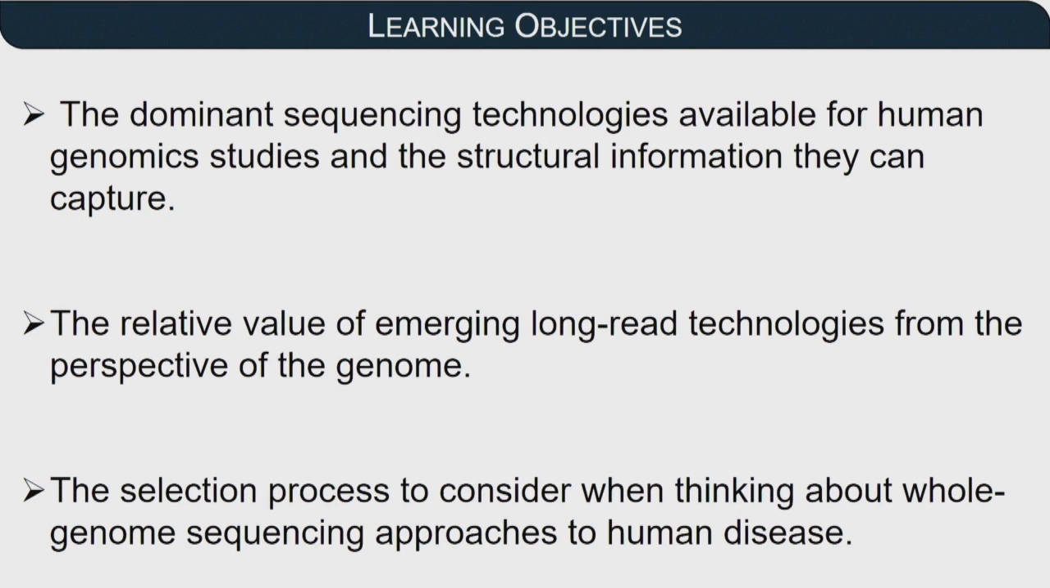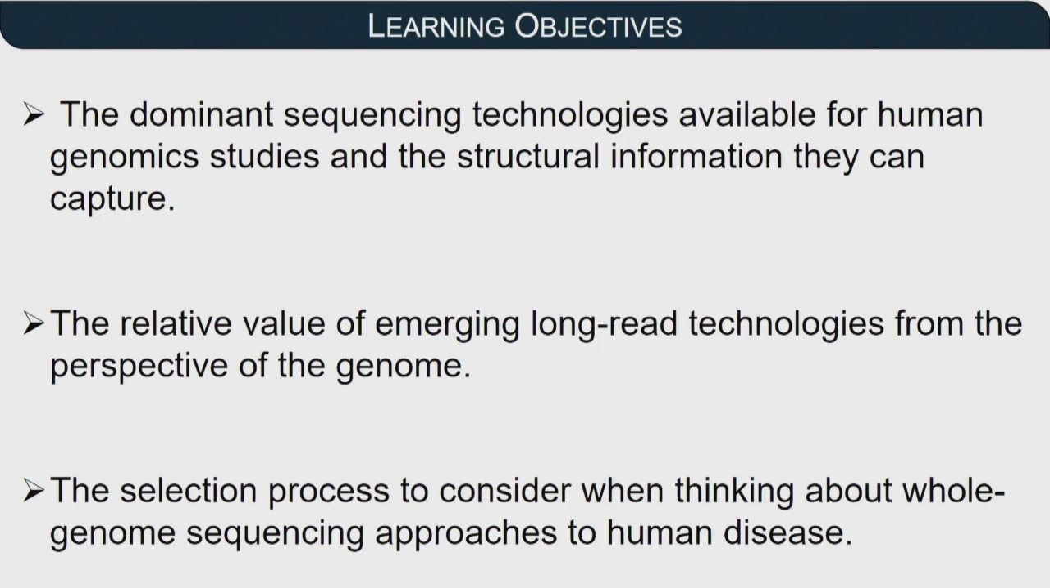So I thought I would lay out a few learning objectives that if you get nothing else at this early time in the morning, at least get these few things. First of all, the dominant sequencing technologies that are available for human genomic studies and the structural information they can capture. Most of what my lab does is look at the structure of the genome and how that impacts the function of the genome, and a lot of the added value for these long-read sequencing technologies is really to capture structure that's missed by short reads.